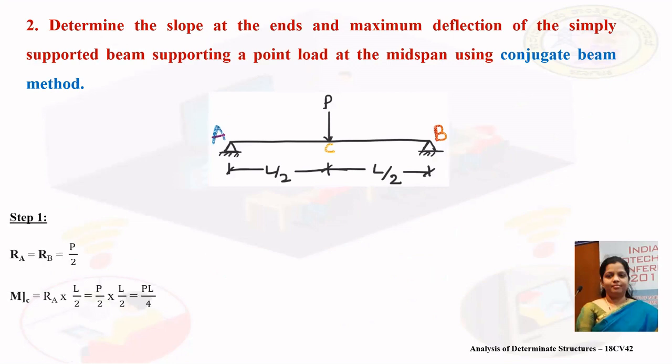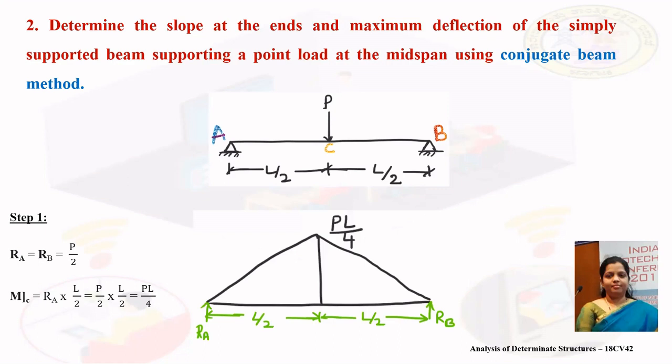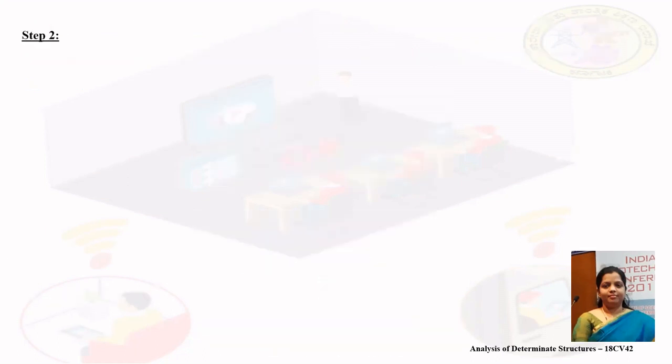So first step is to calculate the reaction. The reaction RA and RB will be same because the load is acting at the midspan of the beam. Therefore, bending moment at point C will be equal to PL by 4. So this will be the bending moment diagram.